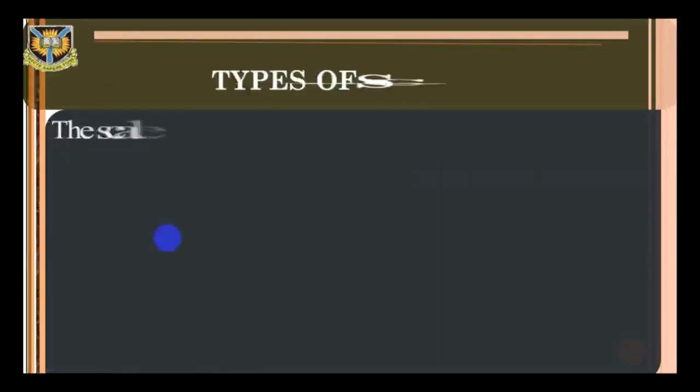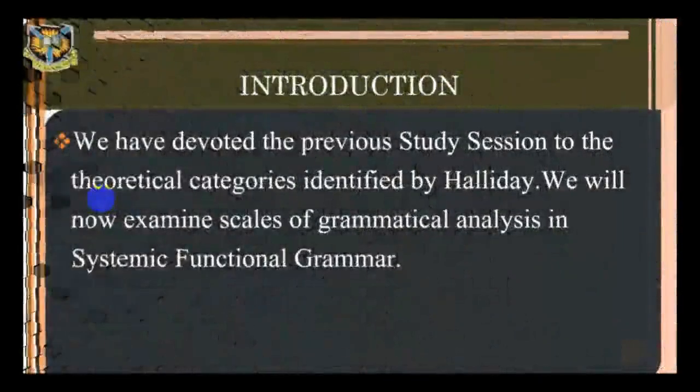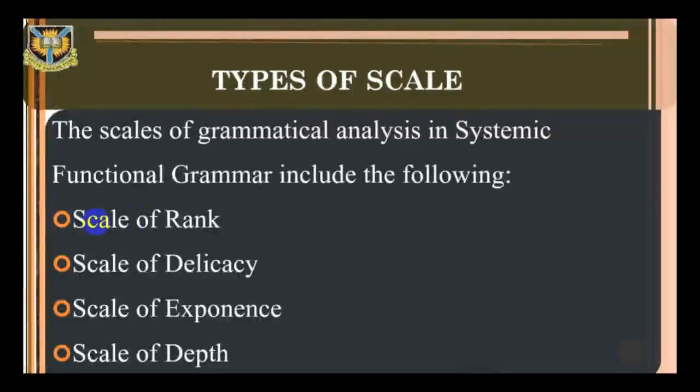Learning outcomes. When you have studied this session, you should be able to present the types of scales in English. Types of scales. The scales of grammatical analysis in systemic functional grammar include the following: scale of rank, scale of delicacy, scale of exponency, scale of depth.